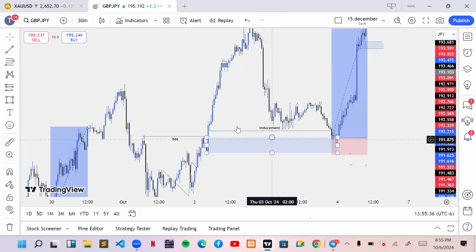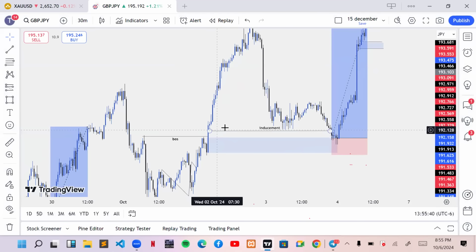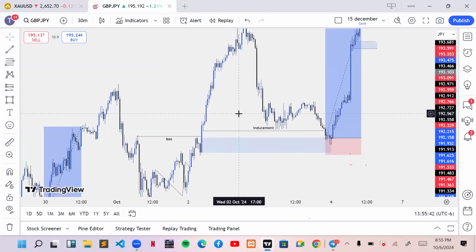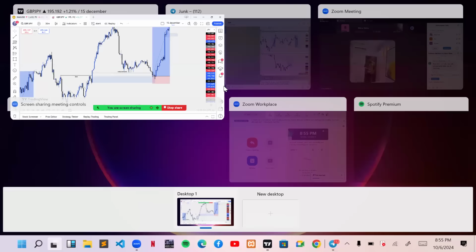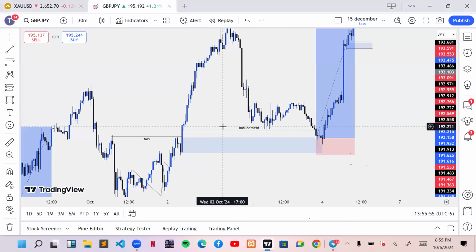In this case, I identified my break of structure. I identified my first pullback, which is the inducement right here. Because this was when market broke structure to the upside, after that, the first valid pullback the market made was this. After the market made this first valid pullback, the market now started coming back to trigger my entry.